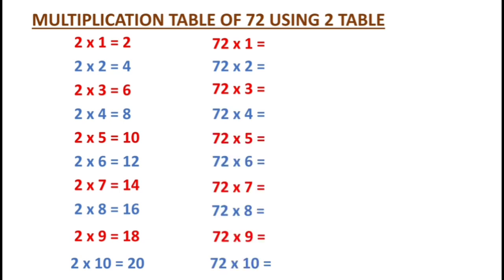As the next step, write the ones place of the 2 table. 2 4 6 8 0, 2 4 6 8 0. Now in 72, which number is in the tens place? We have 7 in the tens place. So here the addition will be with 7. So we will be doing plus 7.